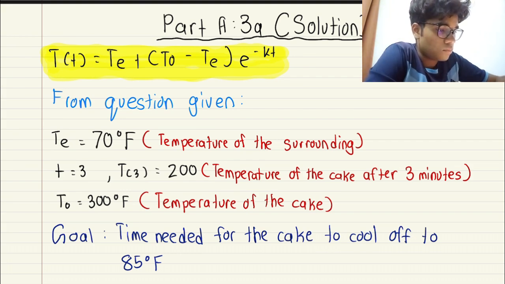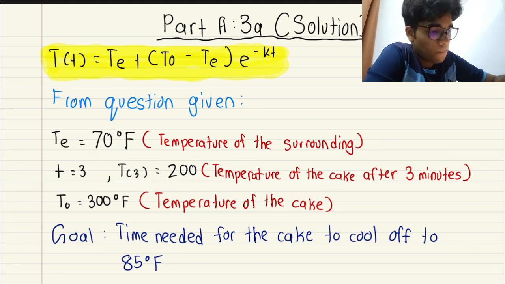After reading this question, we know that TE is 70 Fahrenheit, which is the temperature of the surroundings, and at t equals 3, T3 equals 200. This is because it's the temperature of the cake after 3 minutes, and T0 is 300 Fahrenheit, which is the temperature of the cake initially. The main goal of 3A is to find the time needed for the cake to cool off to 85 Fahrenheit.